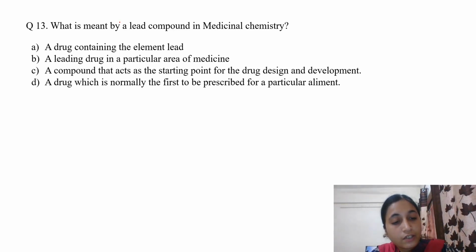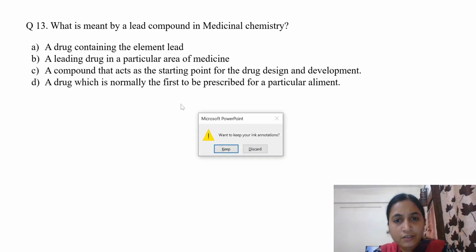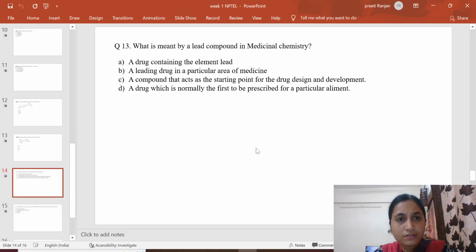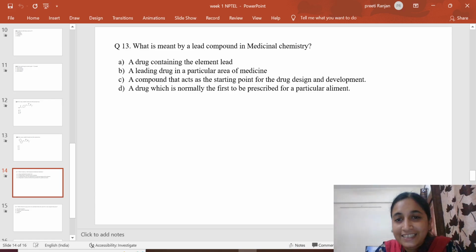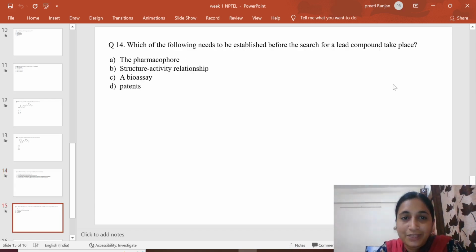Let's do this question. What is meant by lead compound in medicinal chemistry? Options: A, a drug containing the element lead; B, a leading drug in a particular area of medicine; C, a compound that acts as the starting point for drug design and development; or D, a drug which is normally the first to be prescribed for a particular element. So tell me. Yes, correct, good. A compound that acts as the starting point for drug design and development.